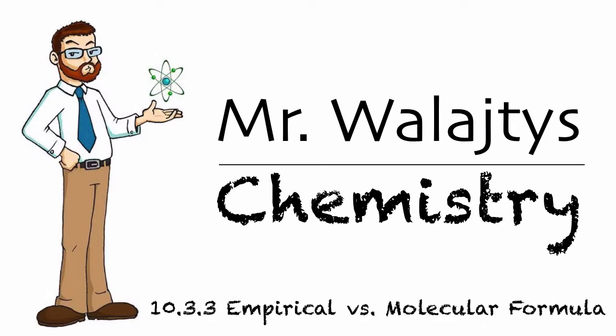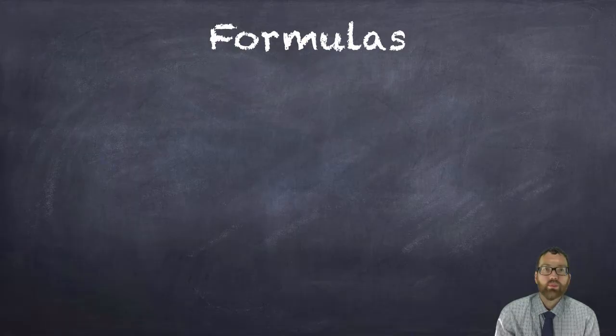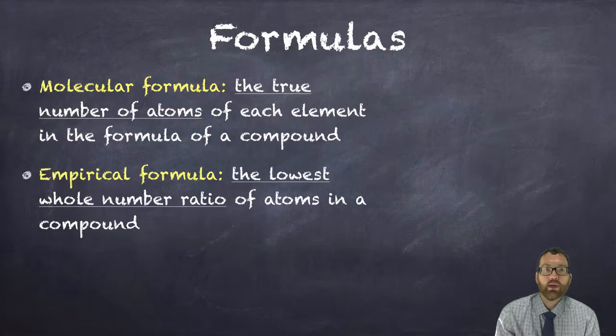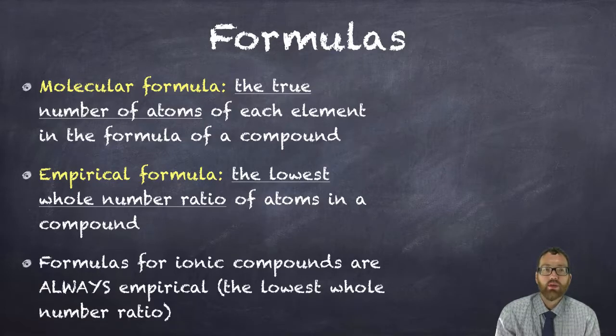I want to talk to you about something called an empirical formula and a molecular formula. A molecular formula is the true number of atoms of each element in the formula of a compound. But an empirical formula is the lowest whole number ratio of atoms in a compound. Formulas for ionic compounds are always empirical. They're in their lowest whole number ratio to begin with, but a molecular formula may or may not be.